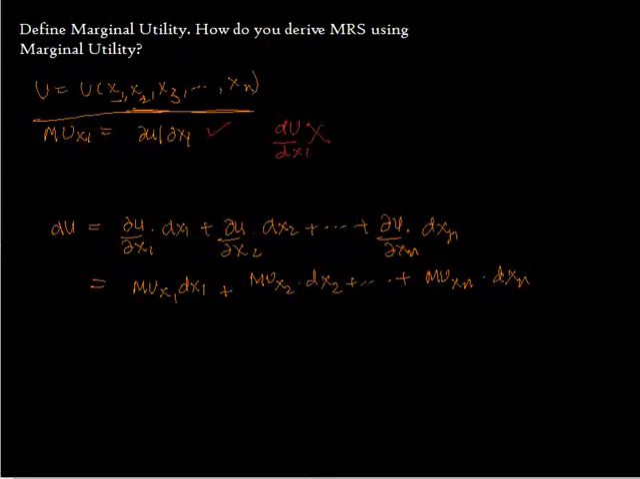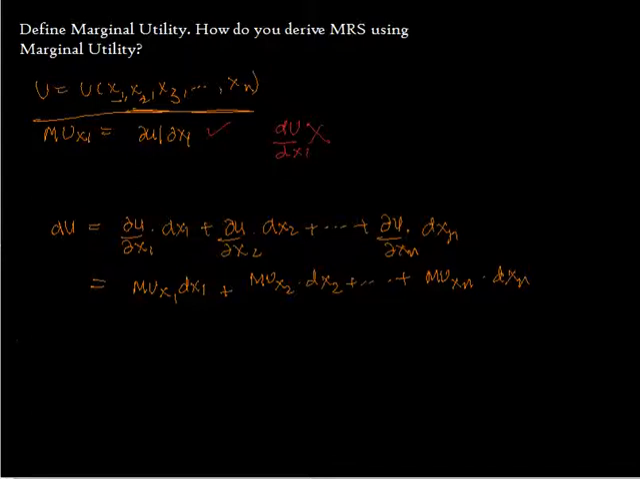MUx1 is the extra utility you get from consuming more of x1, keeping all other goods constant. Similarly, MUx2 is the extra utility you get from consuming more of x2, keeping all others held constant, and so on. The sum of all these increments is the extra utility you derive from consuming more of x1 through xn, and this is your total differential in the utility, the change in utility which you get.